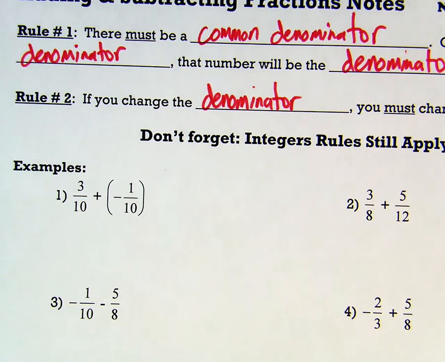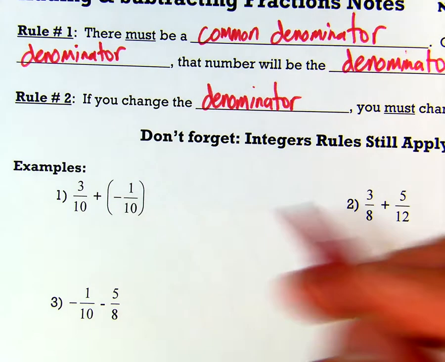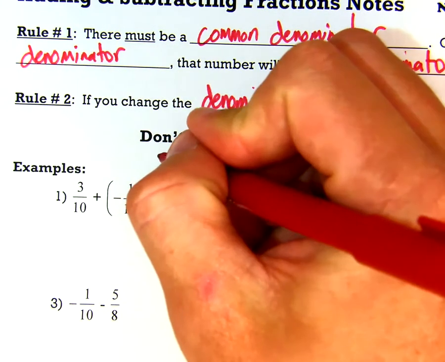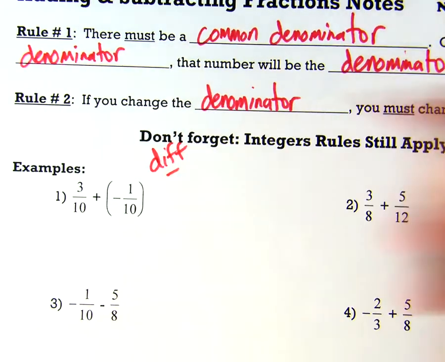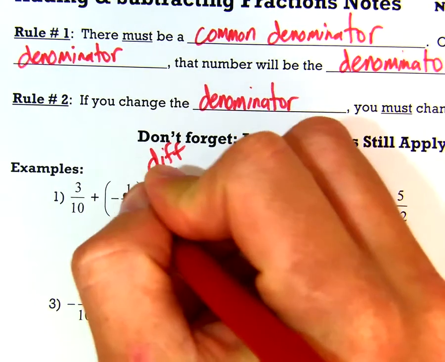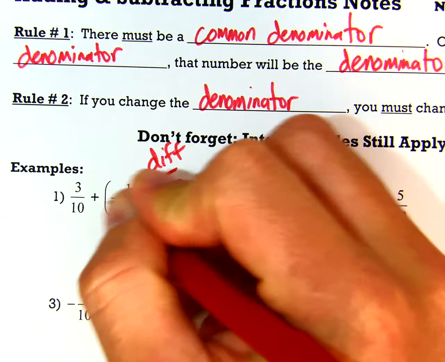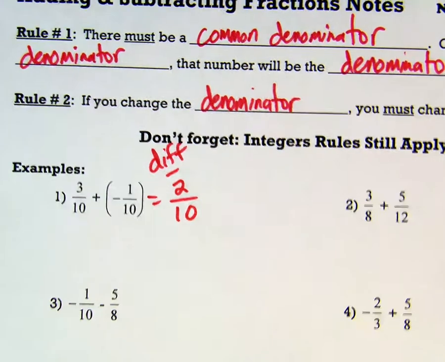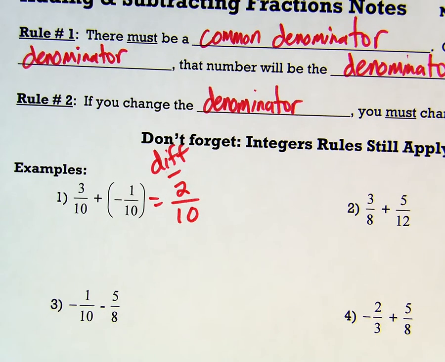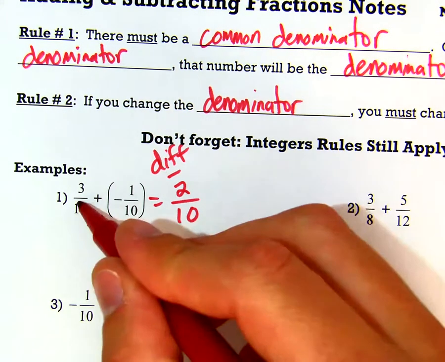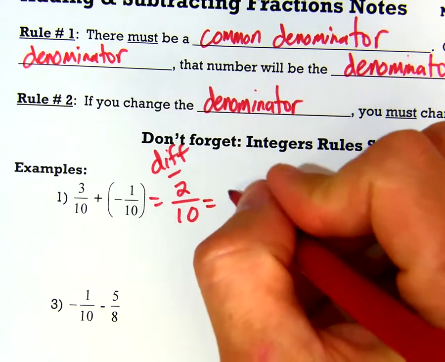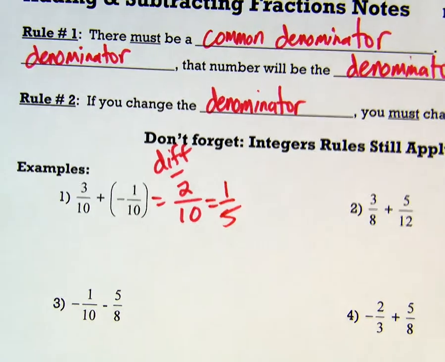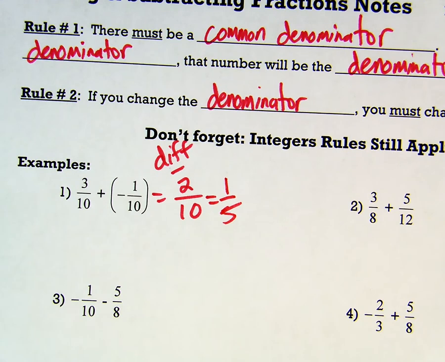3/10 plus negative 1/10. So I have a positive and a negative, so these are different. So I'm going to need to make sure I subtract them. Okay, so I'm going to do 3 minus 1 is 2, and then my denominator stays the same, so 2/10 would be my answer. I need to go ahead and then take a look and make sure it's going to be a positive one because it has a larger value. And I can also then simplify this. 2/10 turns into 1/5.